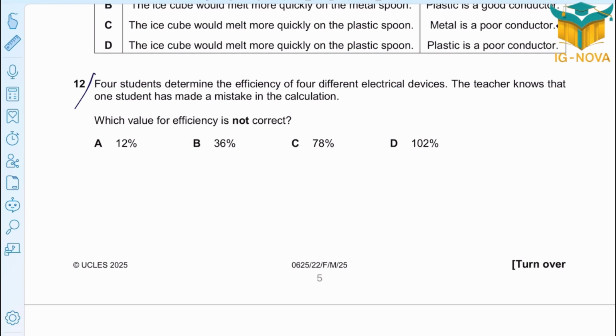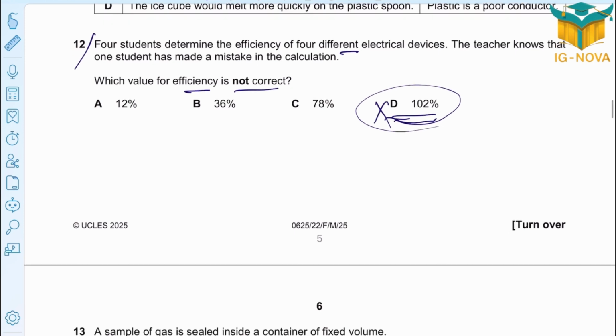Question 12. For a student, determine the efficiency of 4 different electrical devices. The teacher knows that one student has made a mistake in calculation, which value of efficiency is not correct? 12, 36, 78, 102%. Wow. Why 102? Surely it's not. It's not Pro Max, so it cannot exceed 100%. So let's continue.